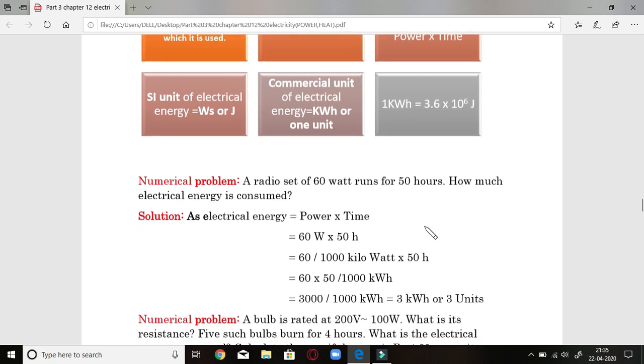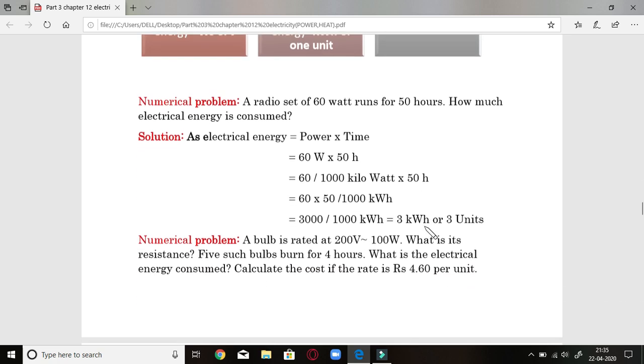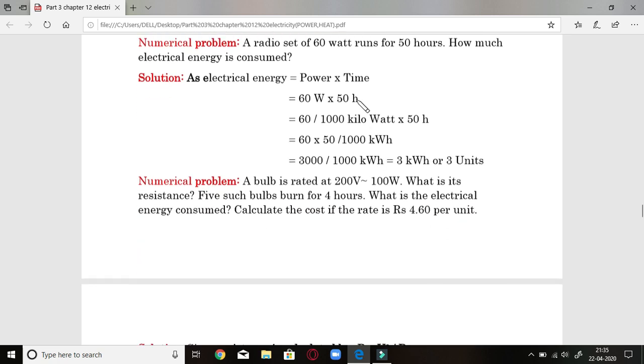So the simple formula is electrical energy is equal to power into time. What we have here is that we have converted, students, this watt into kilowatt by dividing 60 by 1000. It came out to be 0.06 kilowatt, multiplied by 50 hour. After calculation, what we found is 3 kilowatt hour or 3 units is the answer. For any electrical appliance, we should always prefer to find electrical energy in unit form or kilowatt hour.